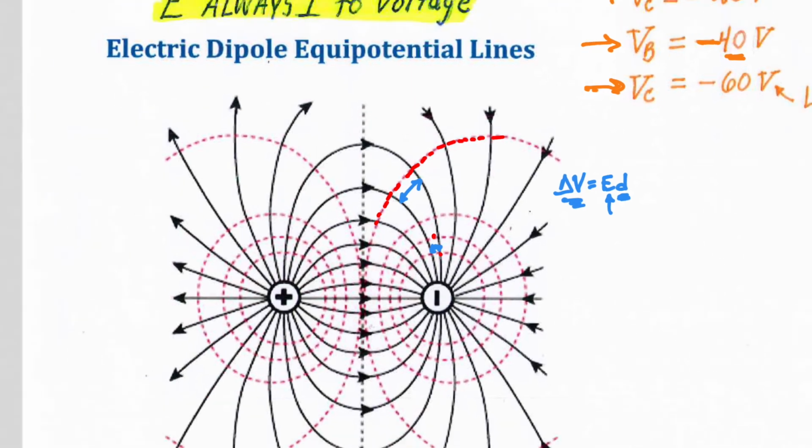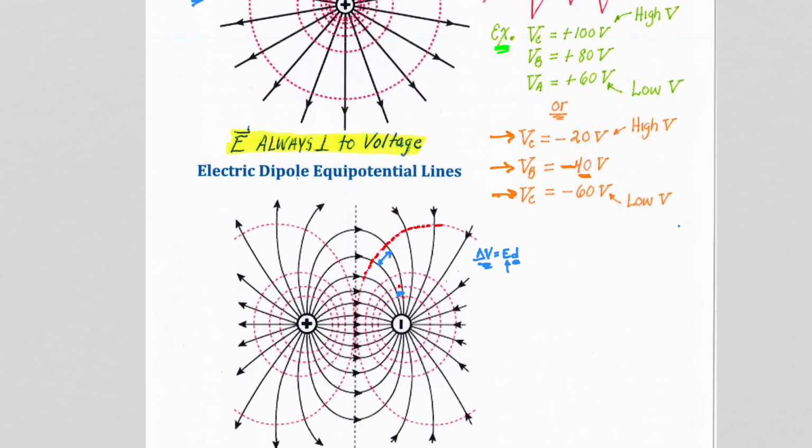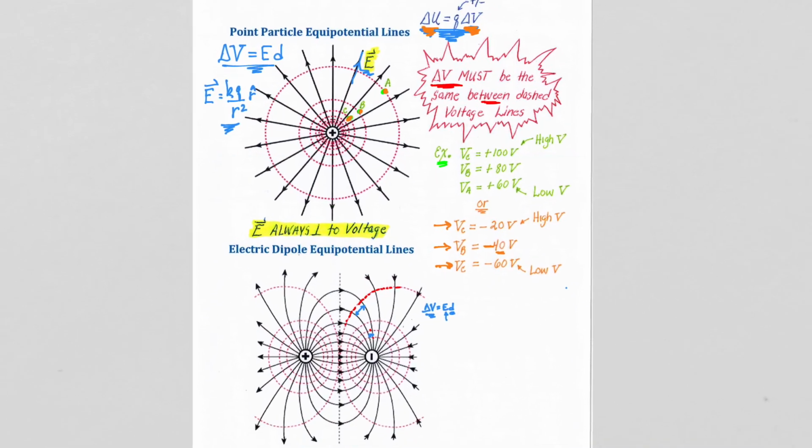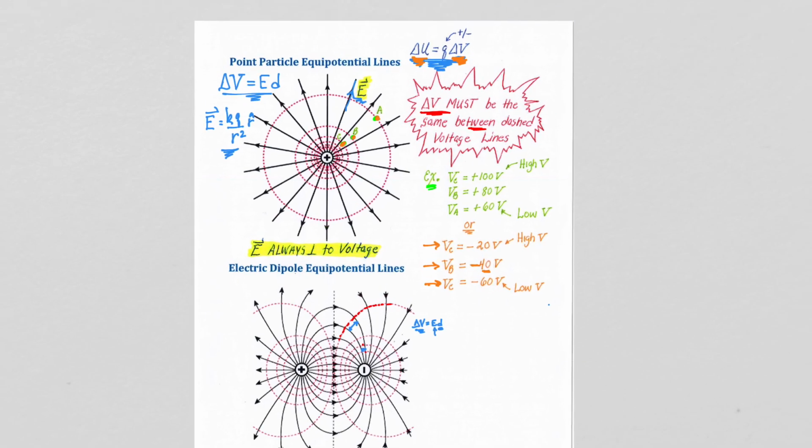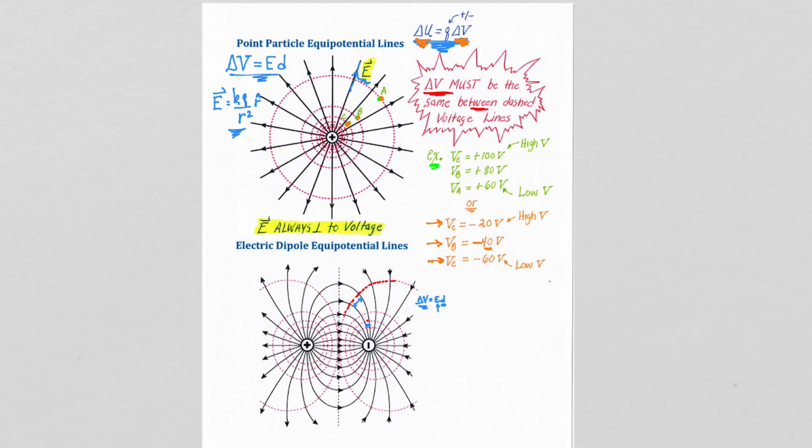So it's just a qualitative look at our equipotential lines for these two simple point particle systems, but hopefully this gives us a better understanding of how to visualize what these lines are giving us, or how to draw them in if we were asked to do so.